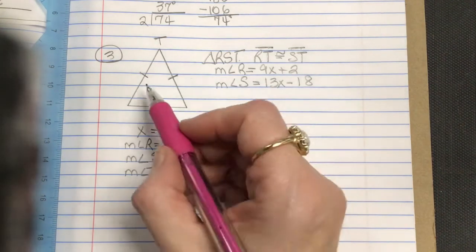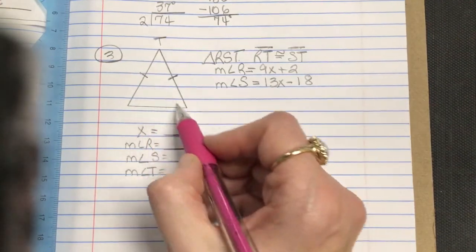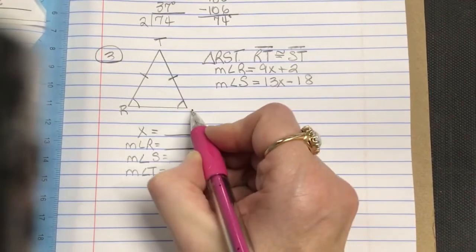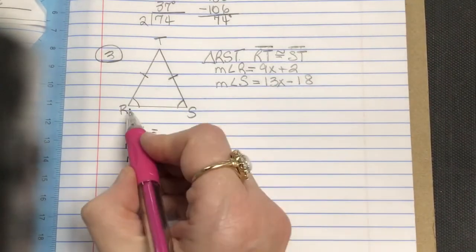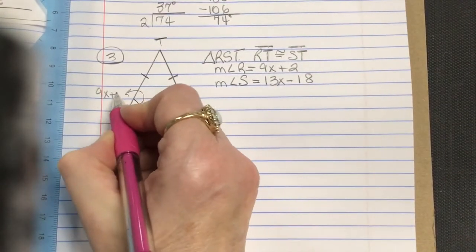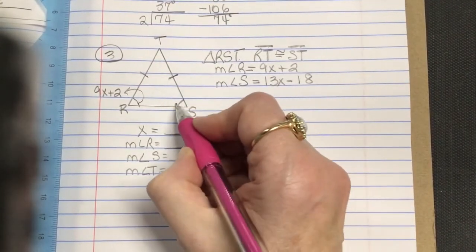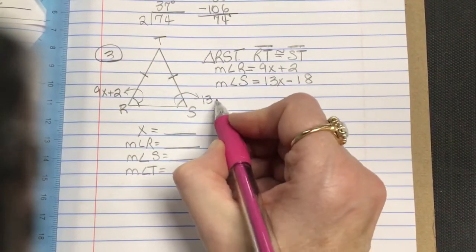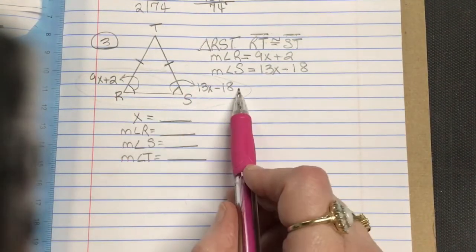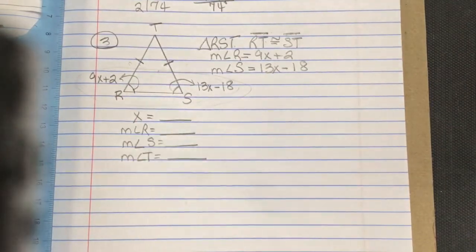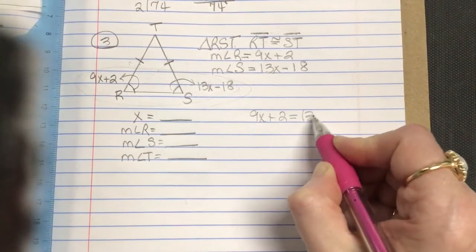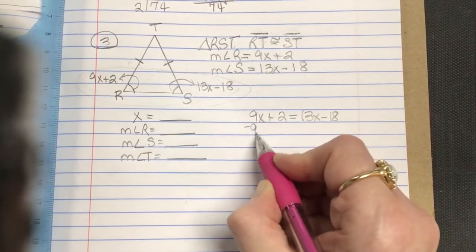We know they're congruent because the angles across from congruent sides are congruent. So it won't matter which one we call. I'll call that one R and this one S. So R's angle, we're not doing sides, we're only doing angles, is 9x plus 2. And S's angle is 13x minus 18. Well, the rule says that the base angles of an isosceles triangle are congruent. That's what we wrote over there at the bottom. So I know 9x plus 2 is equal to 13x minus 18. I'm going to do the algebra pretty quick.